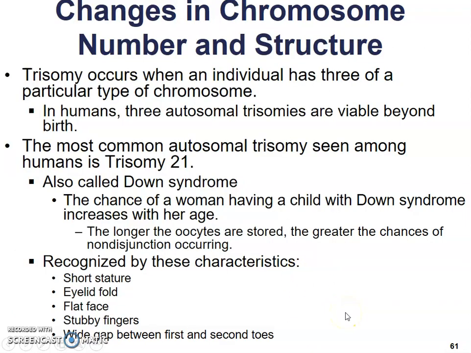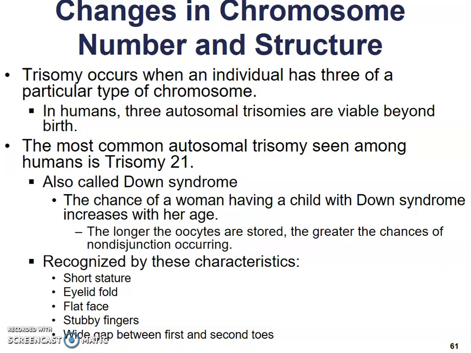Trisomy occurs when an individual has 3 of a particular chromosome. In humans, 3 autosomal trisomies are viable beyond birth. That means that the baby can make it. The most common autosomal trisomy seen among humans is trisomy 21, which is also called Down syndrome. The chance of a woman giving birth to a child with Down syndrome increases with her age. That's why a lot of older women, whenever they find out that they're pregnant, have some additional tests to go through to help them see if they have these extra chromosomes.